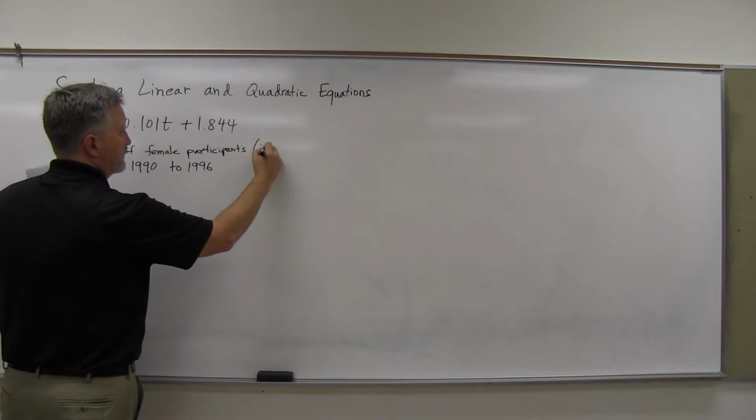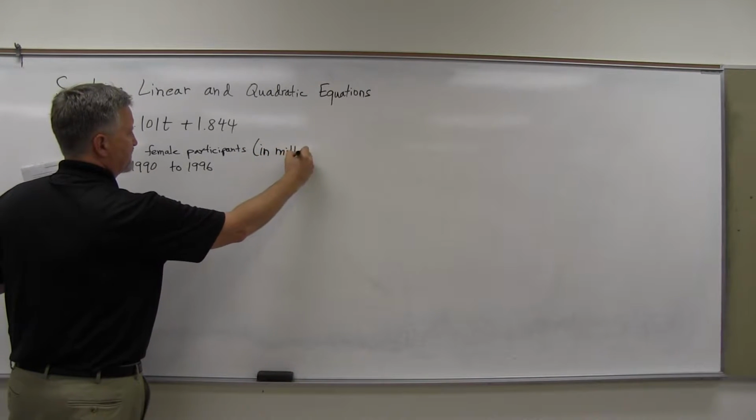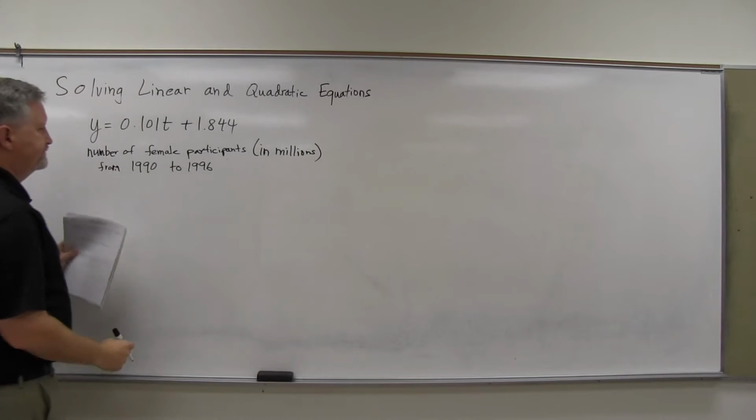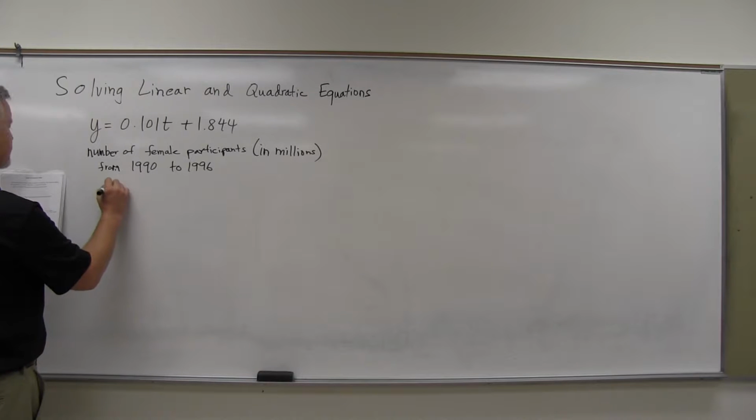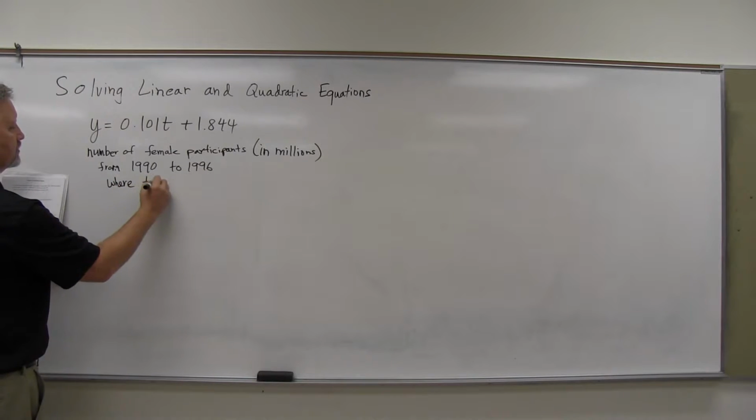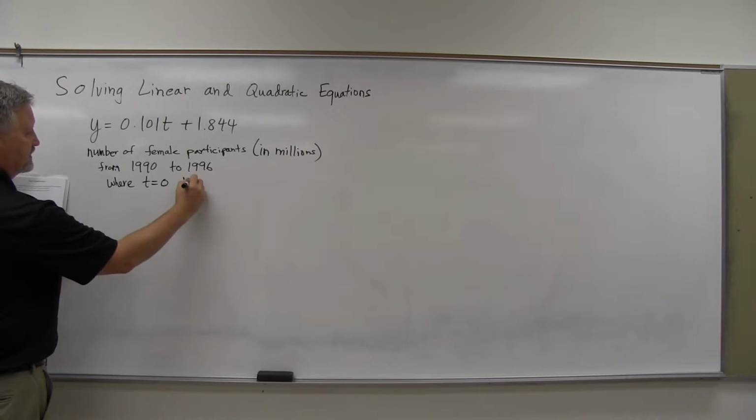Oh, I should have added, it's the number of female participants in millions. So whatever you get here comes out in millions, you have to add the unit of millions. It's from 1990 to 1996, where t equals 0 represents 1990.